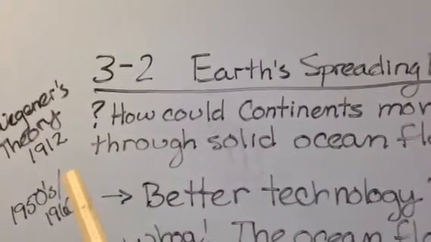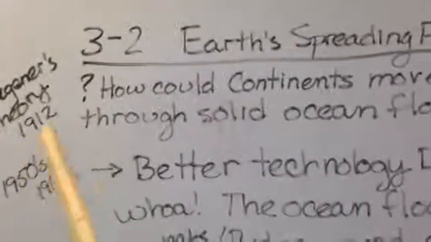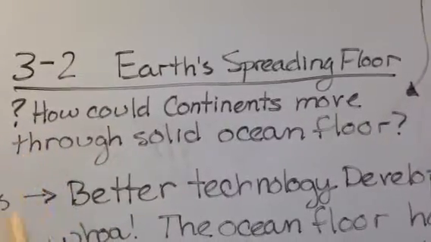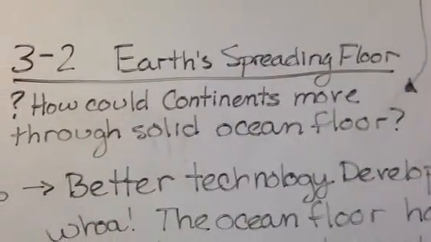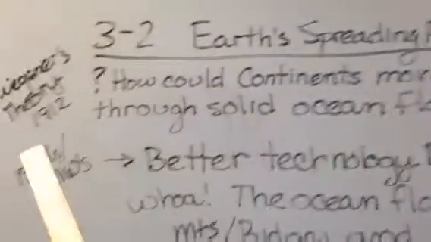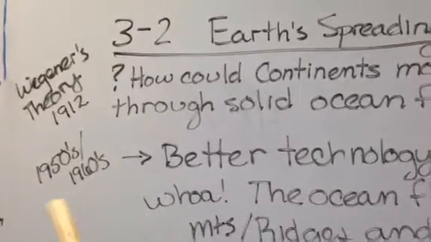But even though he came up with that theory, and even after some of the scientists were starting to believe him, the biggest question they kept stumbling over was, how can these continents move? The ocean floor is solid. It can't get through them. This makes no sense. So that was pretty much the state until the 1950s and 60s.